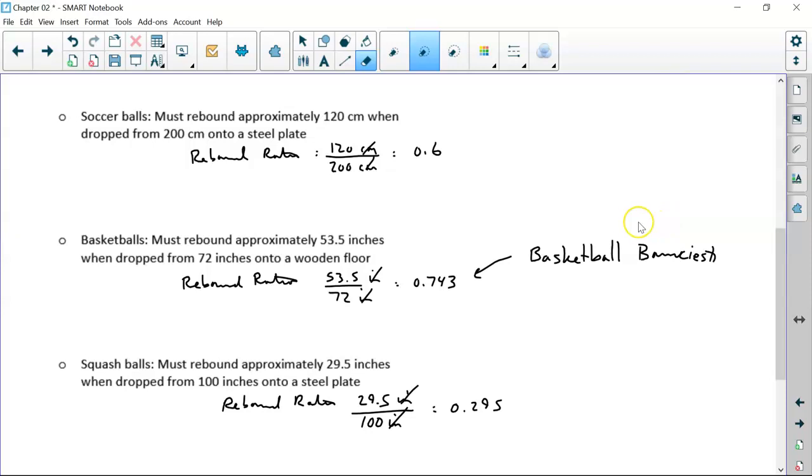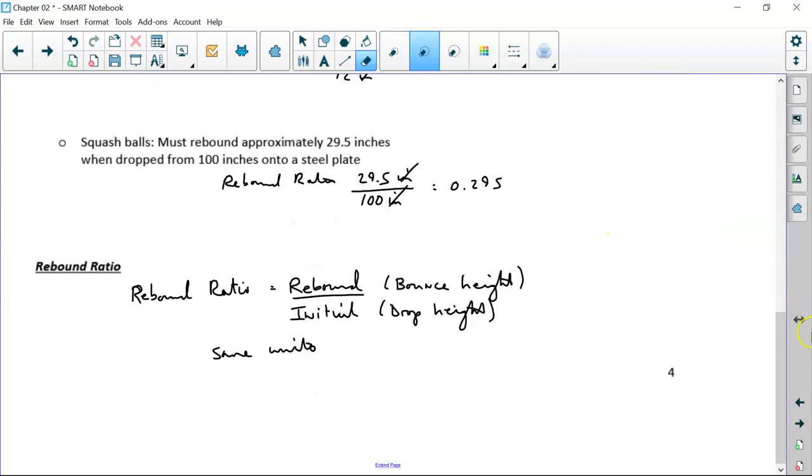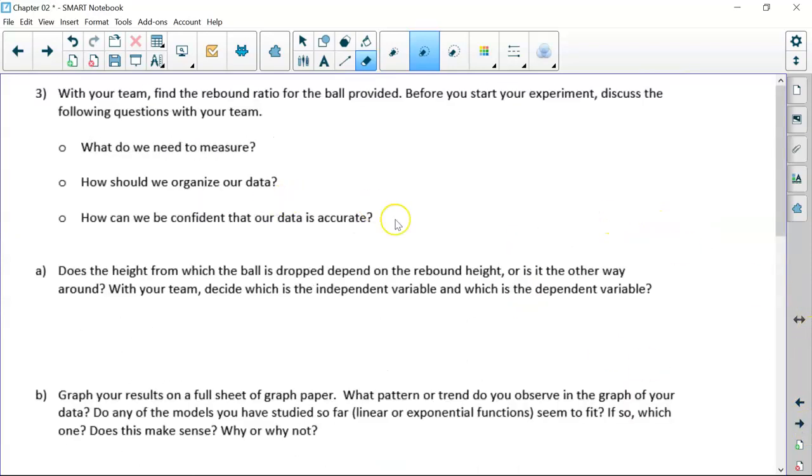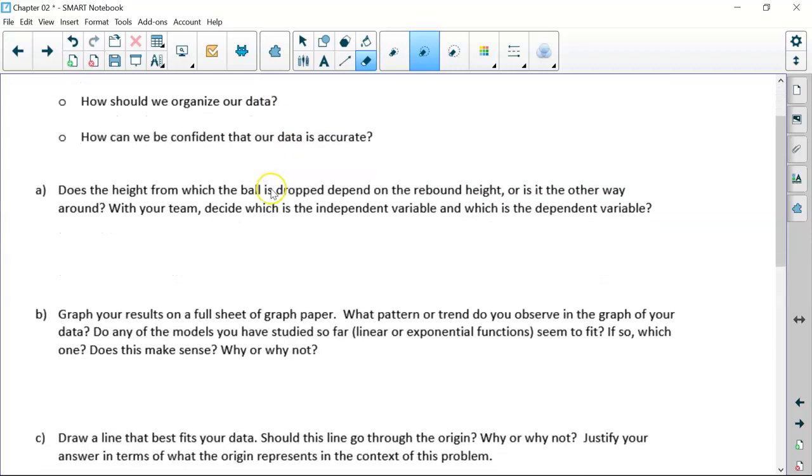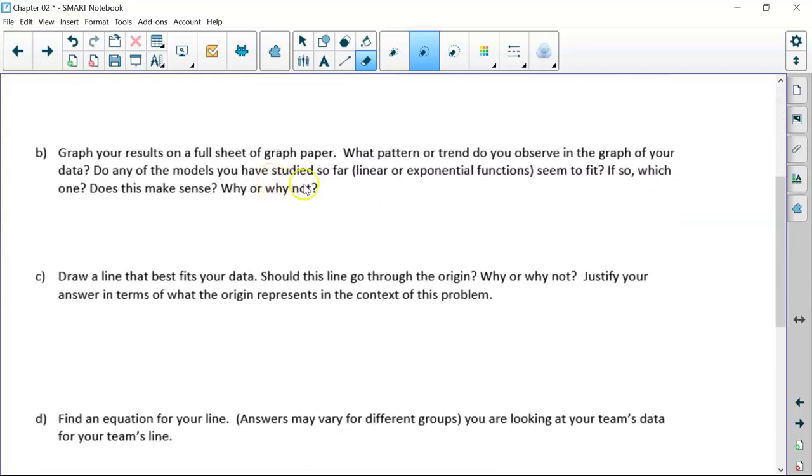So when we're talking about these, if we were to graph this, what you would see, starting at different heights, so on this x-axis, here's our rebound. That's our dependent variable because it depends on the height that the ball is dropped. And our independent variable is going to be the drop height.